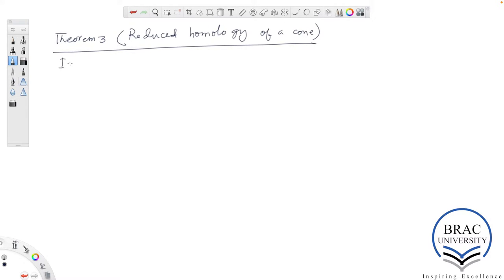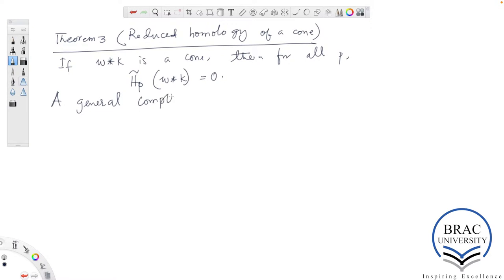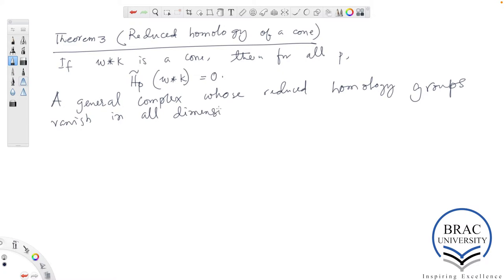If W star K is a cone, then for all P, the reduced homology group of the cone is zero. A general complex, which doesn't need to be a cone, whose reduced homology groups vanish in all dimensions is said to be acyclic. It's important that they vanish in all dimensions.